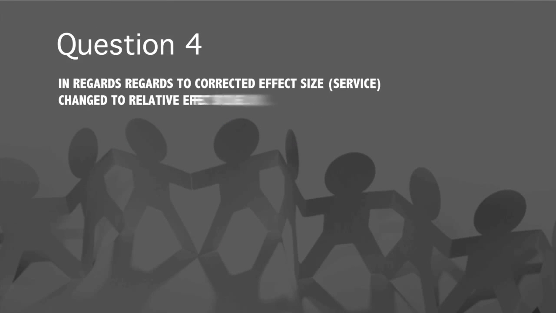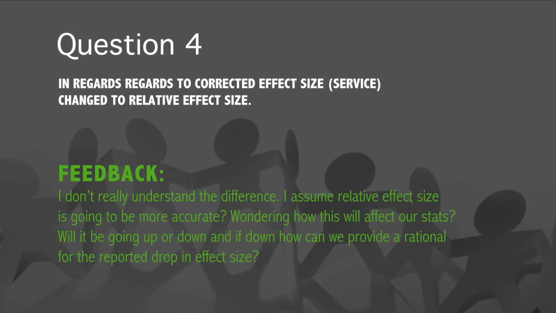Regarding corrected effect size changing to relative effect size. The feedback is I don't really understand the difference. I assume relative effect size is going to be more accurate. Wondering how this will affect our stats. Will it be going up or down? And if down, how can we provide a rationale for the reported drop in effect size?